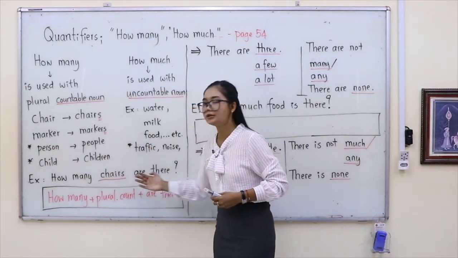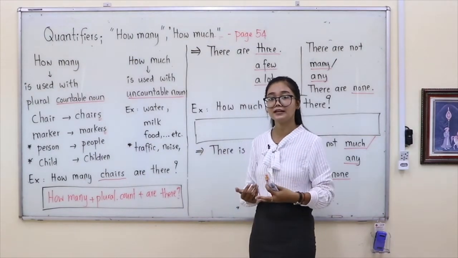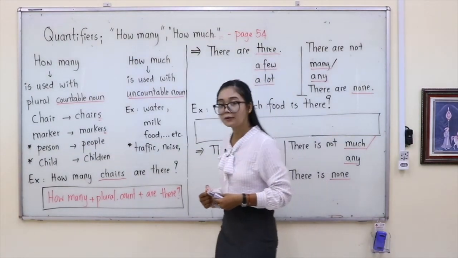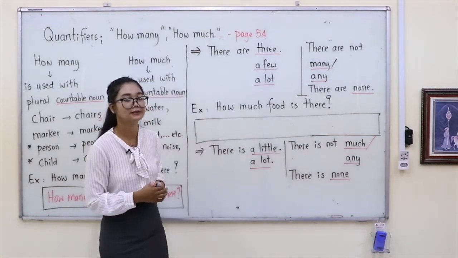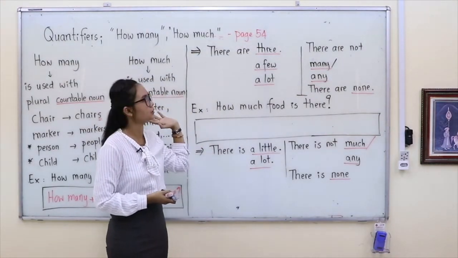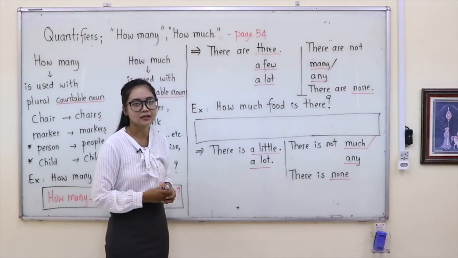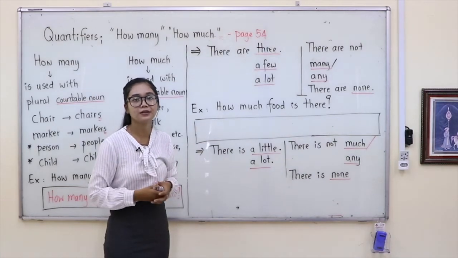How many students are there? Alright, so how do we answer this question? I want you to look at the answers here. We have several answers to this question. You can answer with there are 3. So you can answer it with a number.